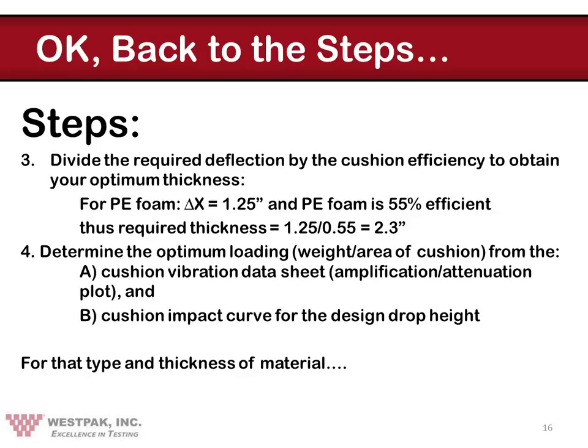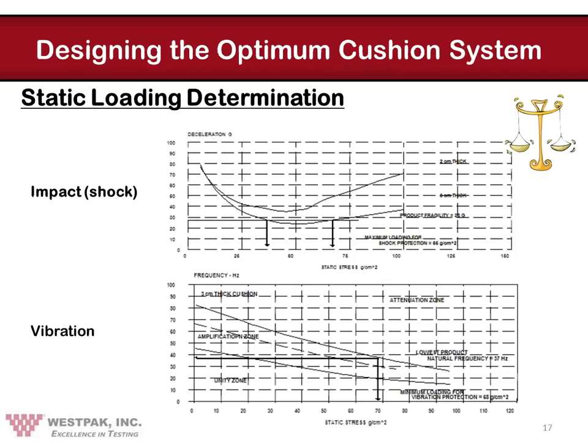And then the fourth step is to determine the optimum loading. This is the weight per unit area on the cushion, so that you satisfy the cushion vibration requirements as well as the impact requirements for that particular thickness of material. So that's the process, and it's relatively straightforward. We're going to go through this in more detail and let you know exactly what's necessary here.